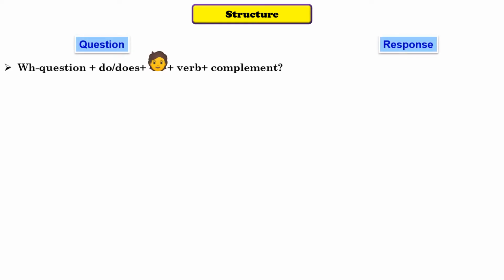Structure. I'm going to show you how to form WH questions. We have three cases. The first case, WH question plus do or does plus subject plus verb plus complement. Example, where do you live? Response, subject plus verb plus complement.